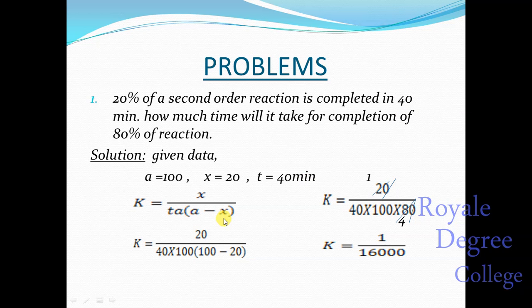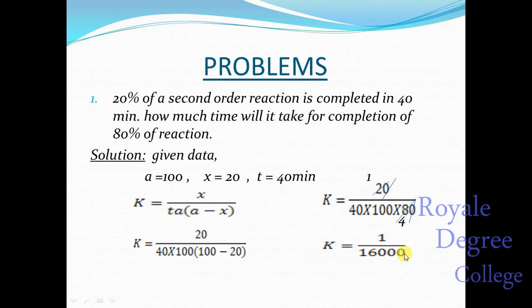So we are taking this formula: k equal to x by t into a minus x. We are substituting the values. k equal to the value of x is 20, divided by t value 40, into a value 100. Then in the bracket, a minus x, 100 minus 20. If we subtract 100 minus 20, we'll get 80. See the next step. From that 20, the 0, and from 80, the 0, both the zeros get cancelled. 2 ones are 2, 2 fours are 8. Now 4 fours are 16. Here 0 is there, 160.